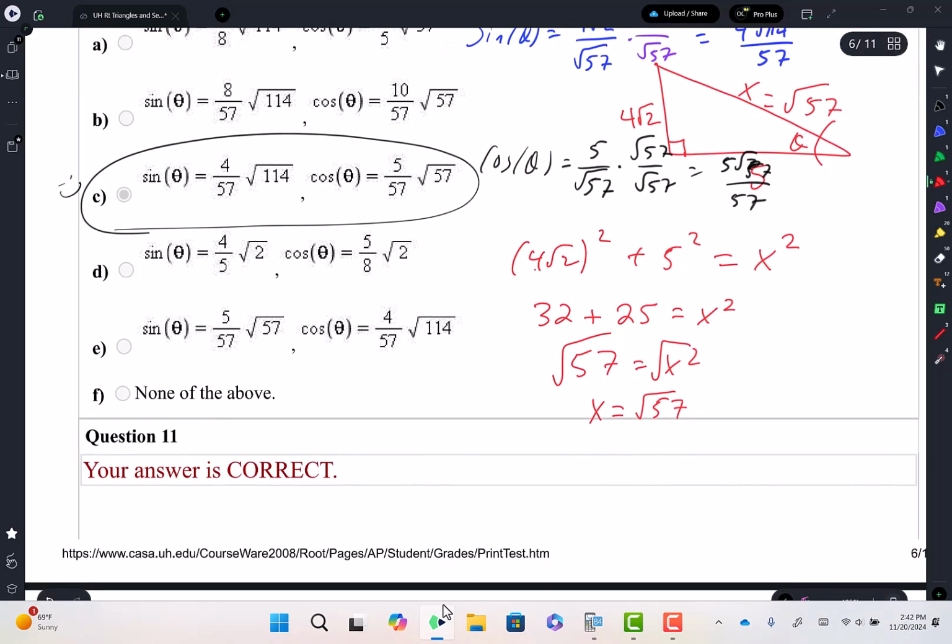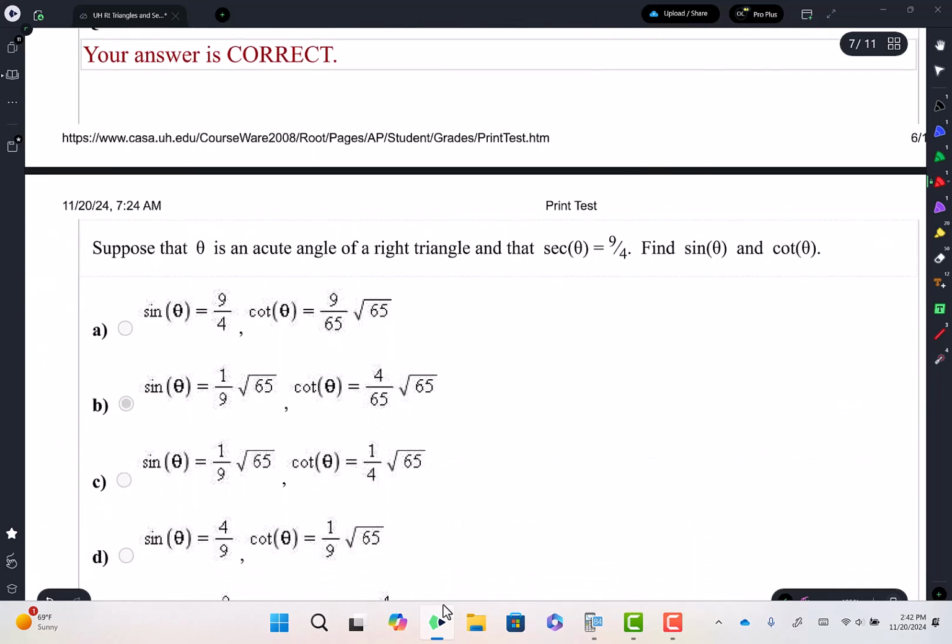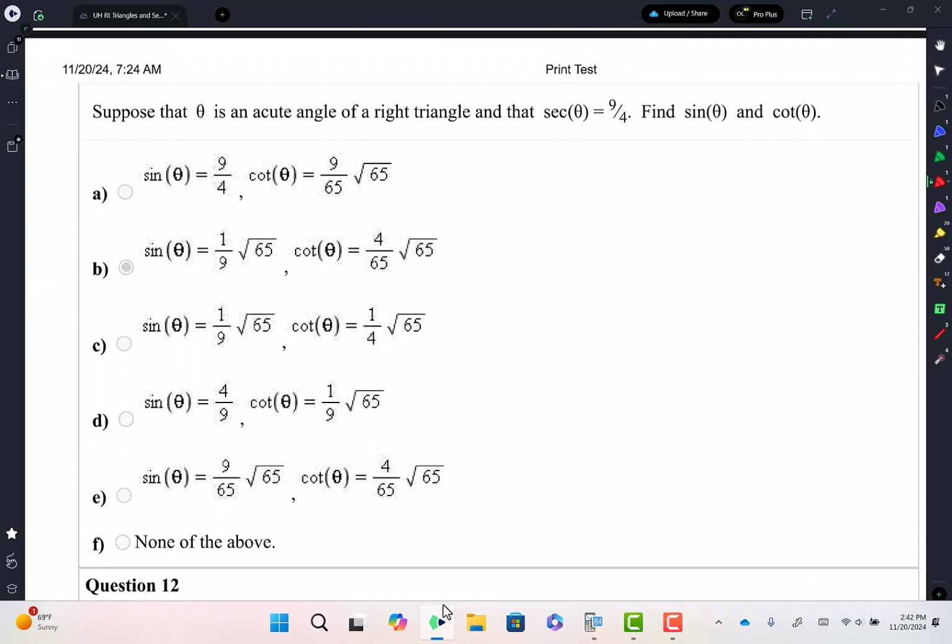Go to the next question, next page. It's kind of the same thing, guys, so we have a common theme here. Draw a right triangle. They tell you that secant is 9 over 4. Secant's a reciprocal of cosine. So I'm going to say that this is my theta, and cosine is adjacent over hypotenuse. So I'm going to put the 4 here and the 9 there.